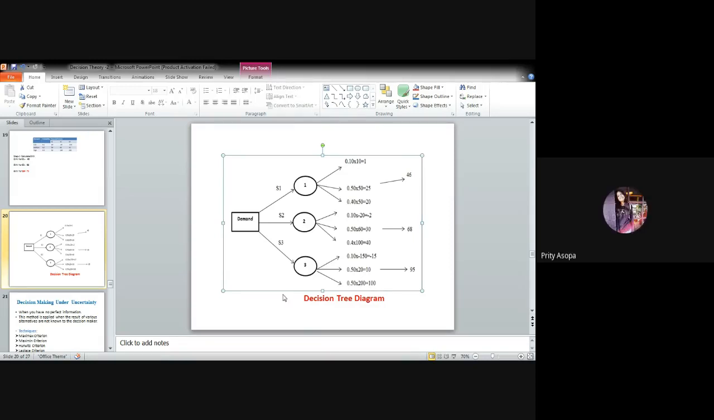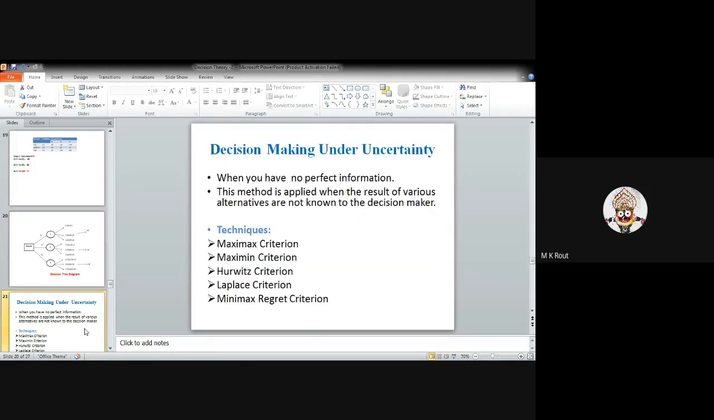Now it is clear? Okay. Moving to the last part of decision theory, that is known as decision making under uncertainties. In decision making under uncertainties, you have no perfect information, and this method is applied when the results of various alternatives are not known to the decision makers. So how do we calculate the decision under uncertainties? The following methods are there.